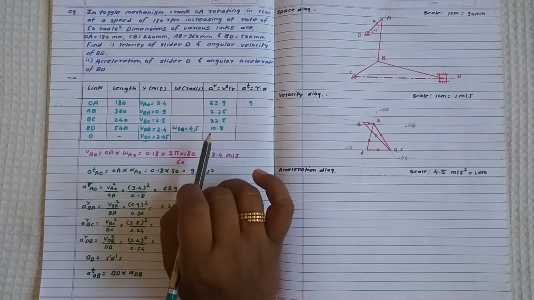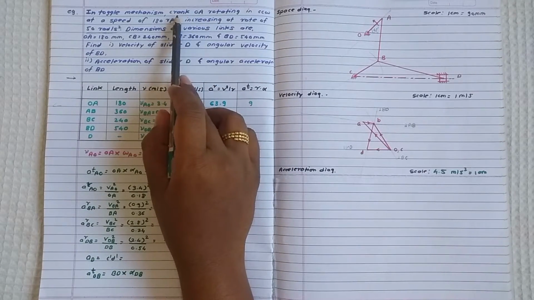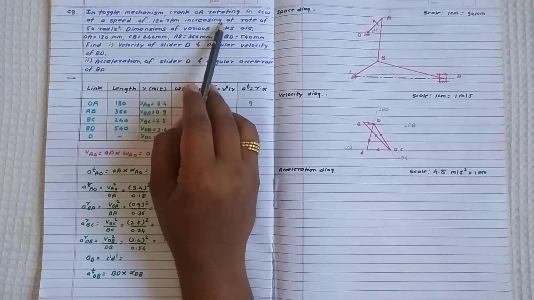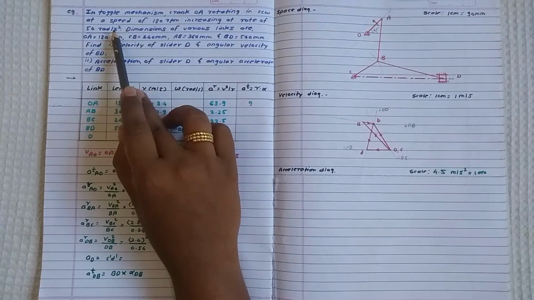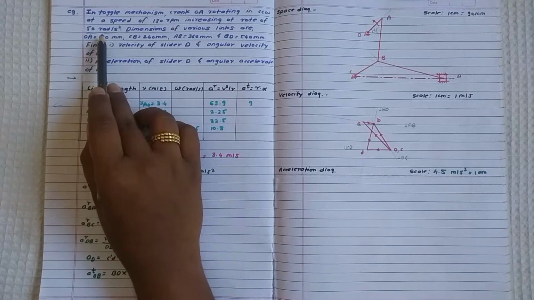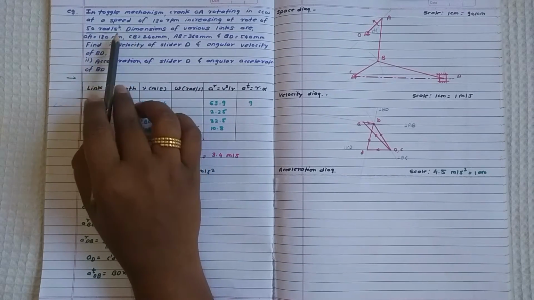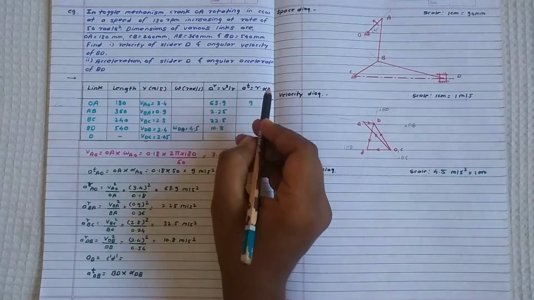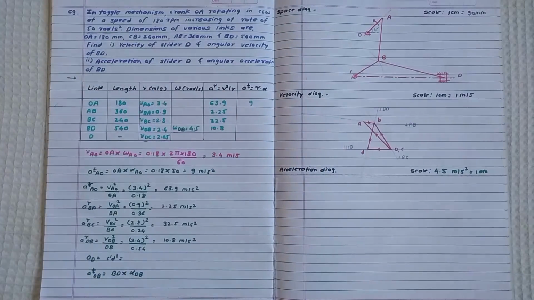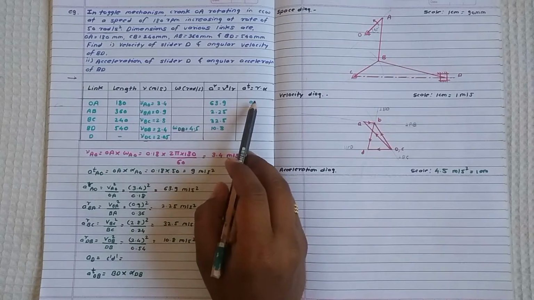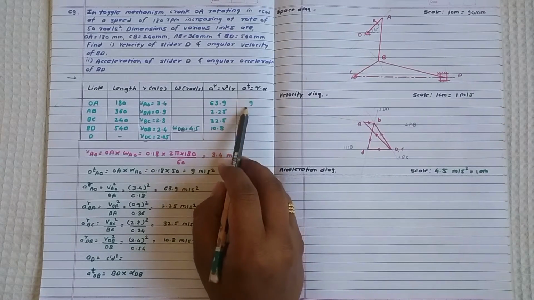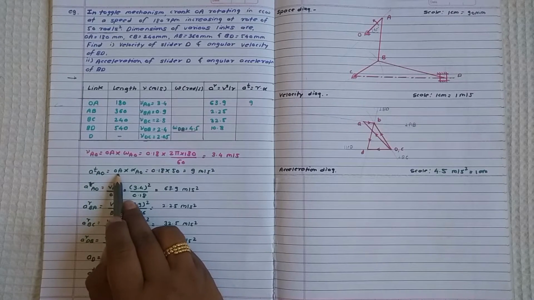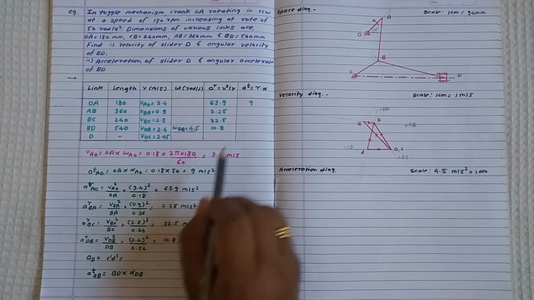In the problem statement it is given as crank OA rotating at a speed of 180 rpm increasing at a rate of 50 radian per second square. Means it is not moving uniformly, it is rotating at an increasing rate of 50 radian per second square. Means it has an alpha value for the crank. So the input link has a tangential component of acceleration. It is calculated here as r into alpha, so it is coming 9 meter per second square.